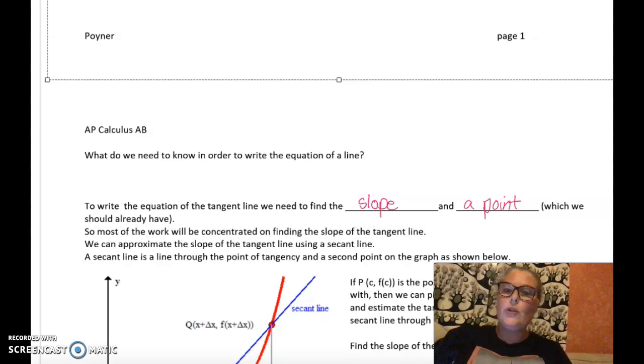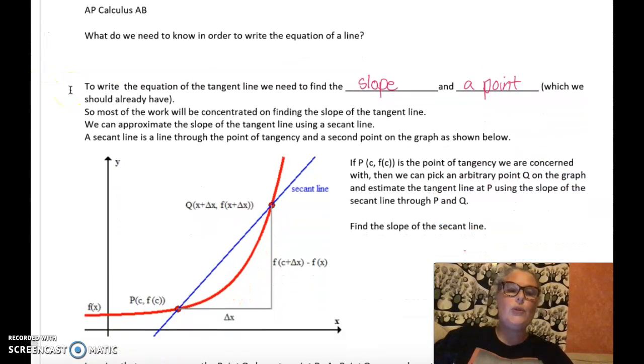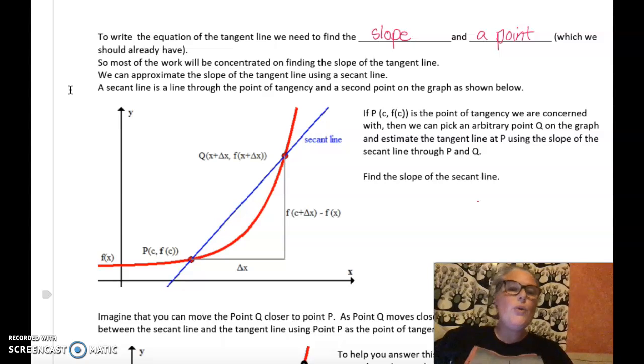Now, we don't know what the slope of the tangent line is, but we can find the slope of a secant. So we're going to use that idea of a secant to help us do that. Most of the work will be concentrating on finding the slope of the tangent line. We can approximate it using the secant. A secant line is a line through a point of tangency and a second point on the graph. I'm going to name one of the points point P, at some constant value C, and the corresponding Y coordinate is f of C.